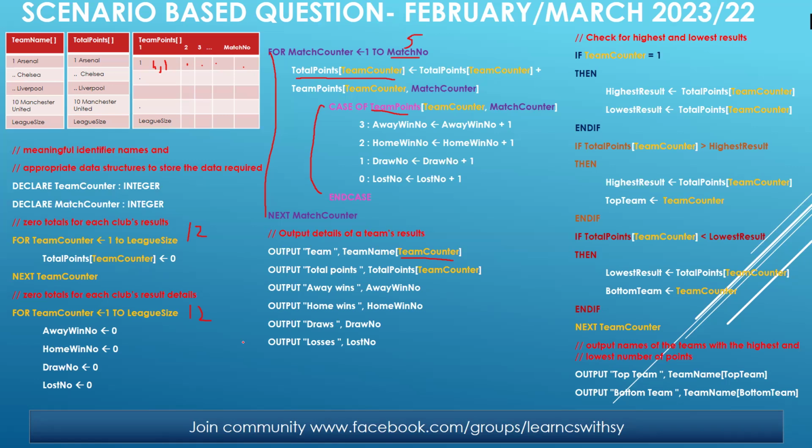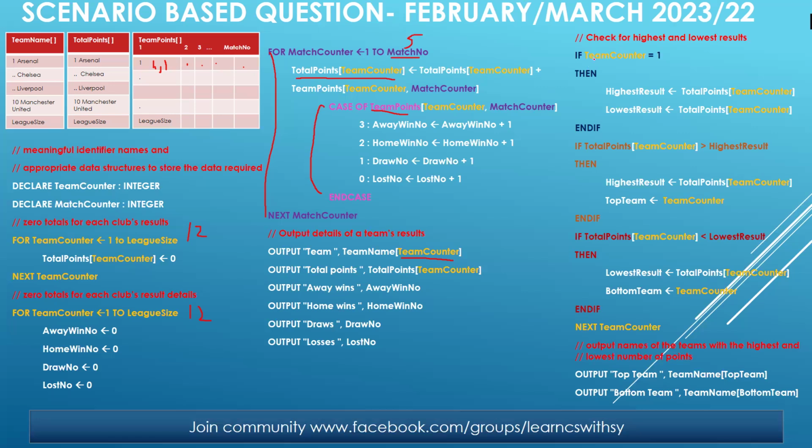You can see this is a little bit of the strategy that we have learned in the class also. We are simply assigning, if team counter equals 1, then highest result equals total points of team counter, as well as lowest result equals total points of team counter. It means that in the first go, if the team counter value is 1, if it's the first team, then this first team's results will be stored in the highest result as well as the lowest result. Remember, this is the strategy that we have also learned in the class in order to find out the highest and the lowest.